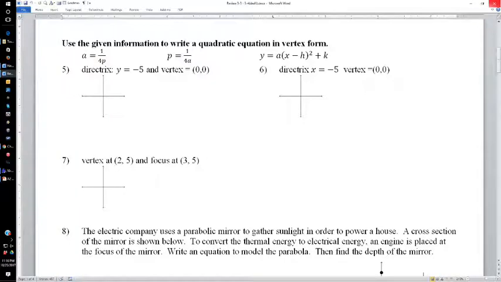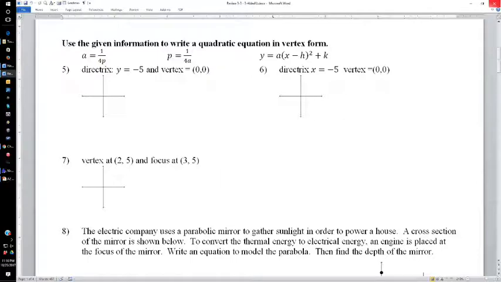Alright, use the given information to write a quadratic equation in vertex form. Again, we gave you a vertex form right here, and we gave you your equation. To get to your A value, you have to find P. So, again, you don't necessarily have to draw these things, but we gave you a little crosshairs there, a coordinate plane, so you can plot things. Your best bet.